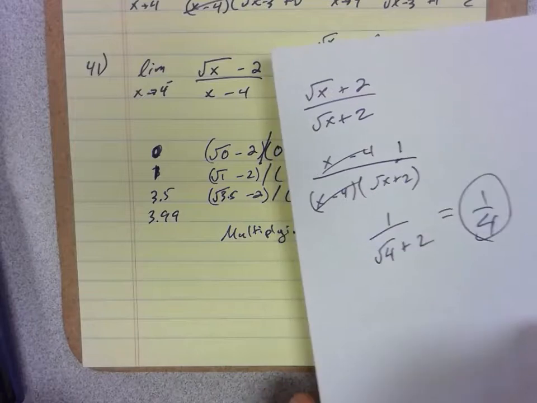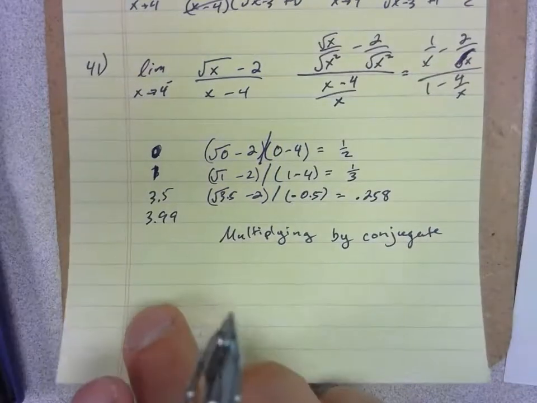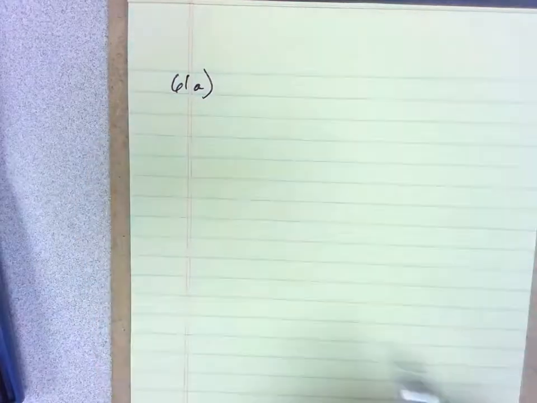Good. So 43, was that not part of the assignment? Is 43 part of it? All right, let's skip it for now. Let's go to 61, particularly 61A. Anna, read that for us.